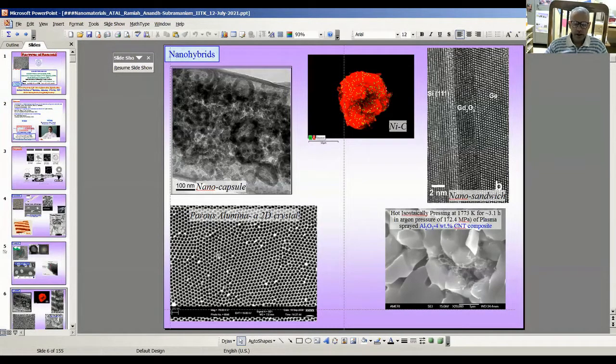On the left-hand side is an interesting kind of hybrid in which you have what you might call pores, and this is porous alumina. So they grow this porous alumina structure on aluminium using sometimes electrolysis methods. So these are all examples of nano hybrids.